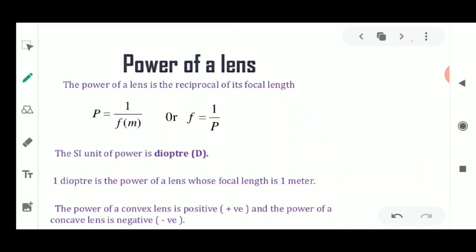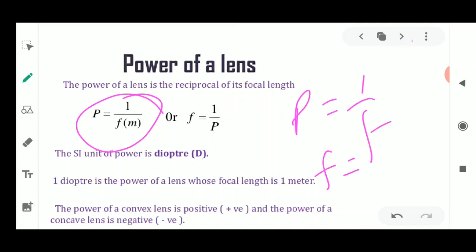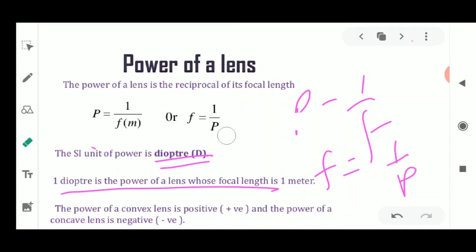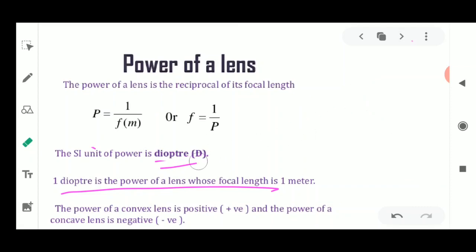Next, the focal length is always measured in meters. Because it is a length, that is why power becomes 1 by f. Or if we need to find the focal length, it can be in the reciprocal form, 1 by P. So it is always measured in diopters, D, and 1 diopter is the power of the lens whose focal length is 1 meter. So the definition of the diopter tells you about a lens which has a focal length of 1 meter.